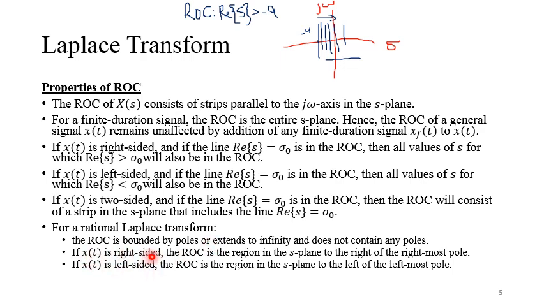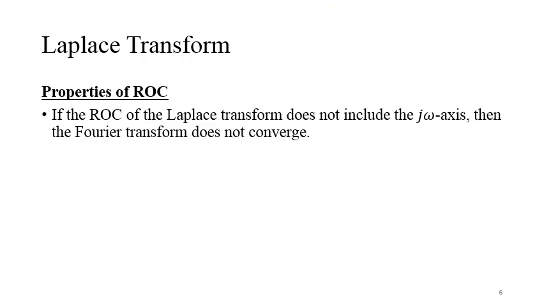Similarly, if x of t is right-sided, the ROC is the region in the S plane to the right of the rightmost pole. If you recall the previous example, you can easily understand this, right? If x of t is left-sided, the ROC is the region in the S plane to the left of the leftmost pole. If the ROC of the Laplace transform does not include the j omega axis, then the Fourier transform does not converge. Okay, so that's clear.